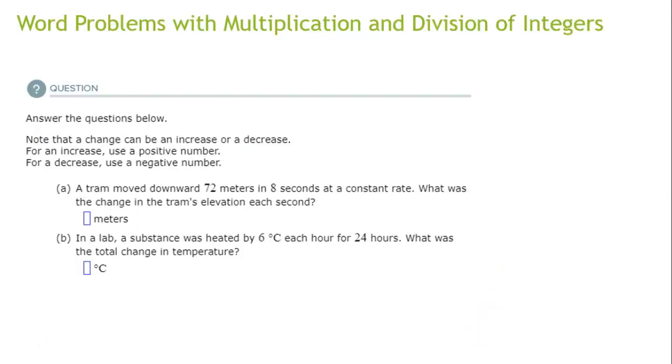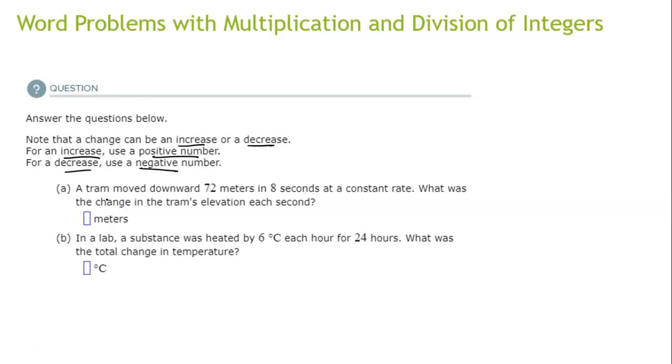All right, let's look at some word problems. So you should be expecting to add some code words to your list here. I want you to note that a change can either be an increase or a decrease. It might go up or down. If it goes up, that indicates a positive number. If it goes down, that uses a negative number.